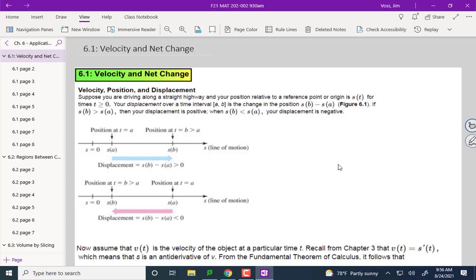So if we end up to the right of where we started, we have positive displacement. Similarly, if we started at position A, ended up over here at position B, that's the positive orientation. That direction will have negative displacement. So displacement can be positive or negative, depending on which direction you're going.